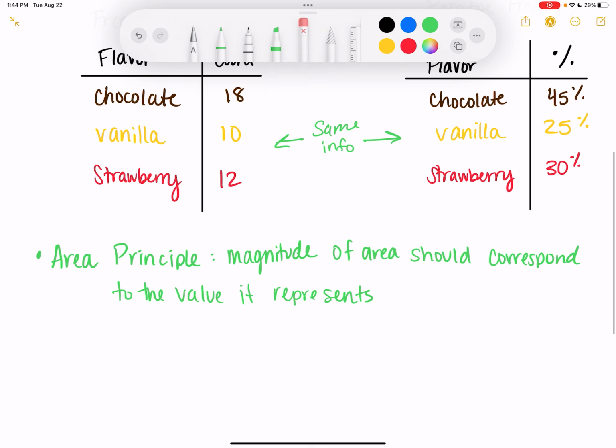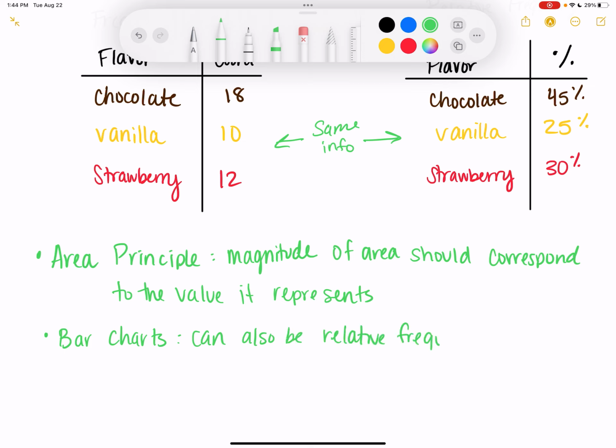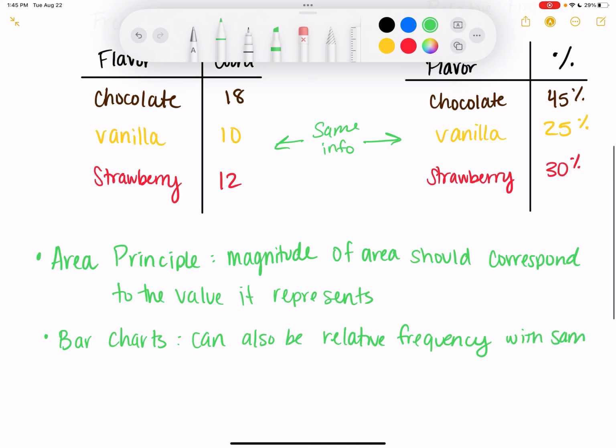All right, the next thing is bar charts. They can also be relative frequency, with the same width. Bars should not touch. And both.